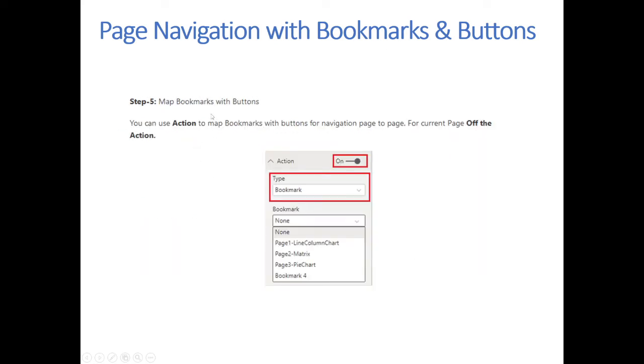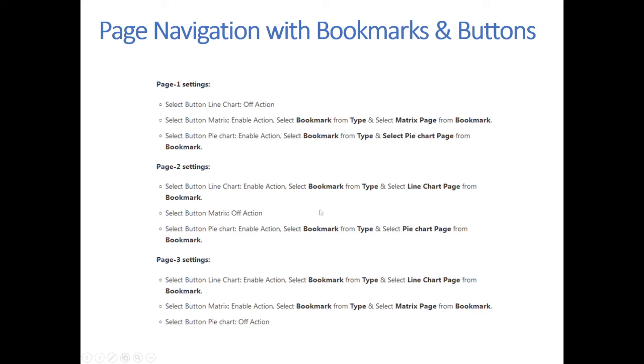So map bookmarks with buttons. You can use Action to map bookmarks with buttons for navigation from page to page, for the current page of the action. So we have here the Action, then Bookmark. So this will be the settings. For Page 1 settings, select the button line chart of Action. Select button matrix. The button line chart is off because you are on Page 1.